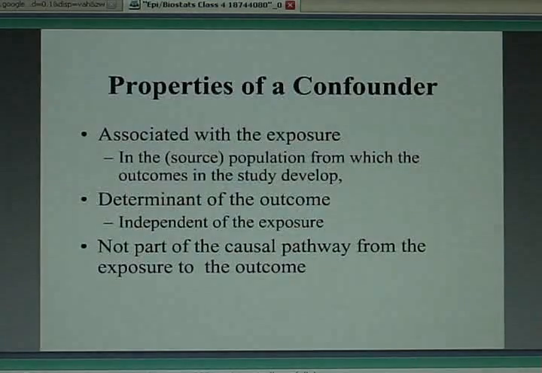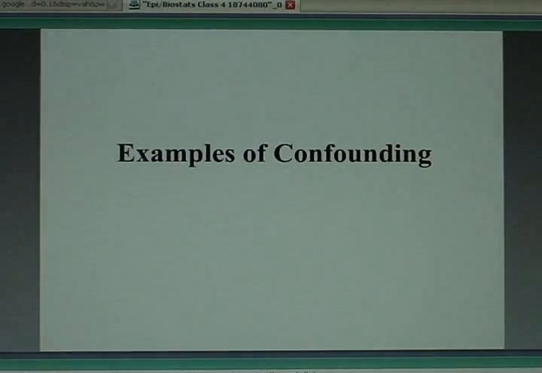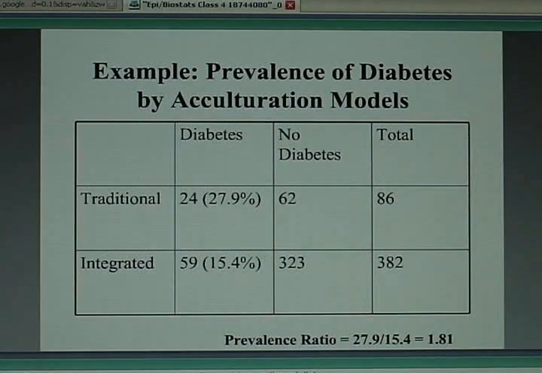So let me give you another example of a confounder. I'm going to use that same example we just looked at, the acculturation example. And let's suppose this is truth. Let's suppose we have no bias, no information bias. We have 86 people whose true prevalence of disease is 27.9. We have 382 people who are in a different group, integrated, who have a prevalence of disease of 15.